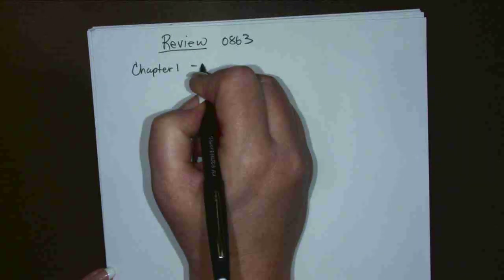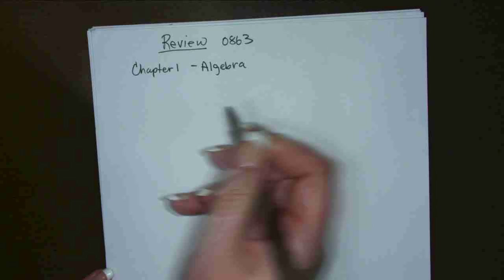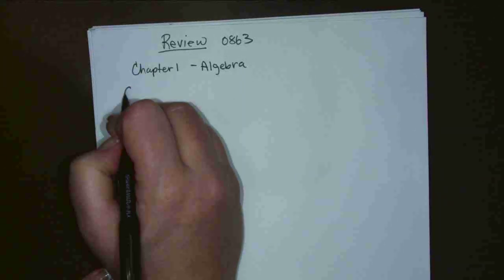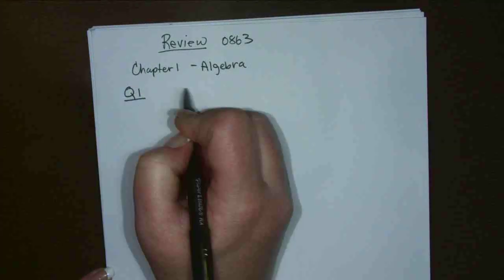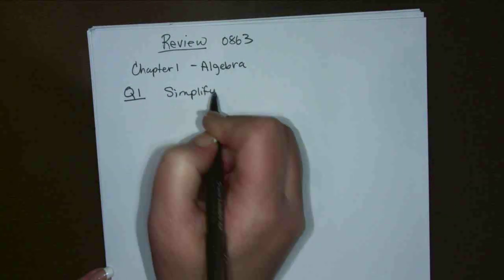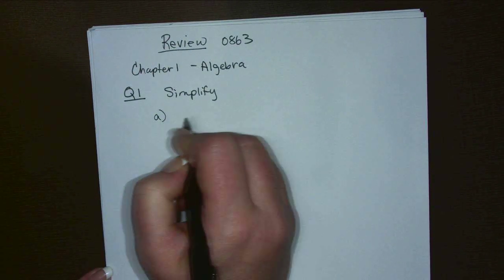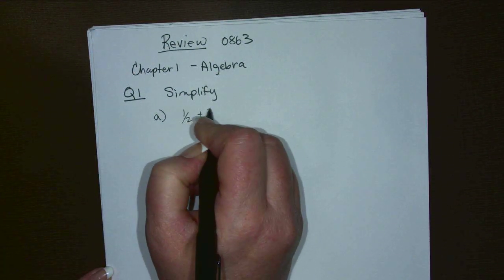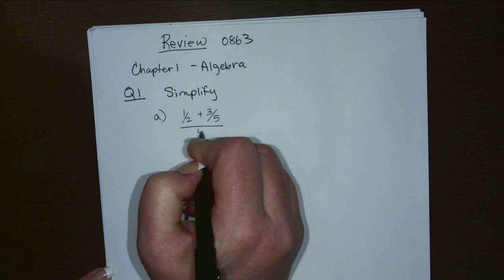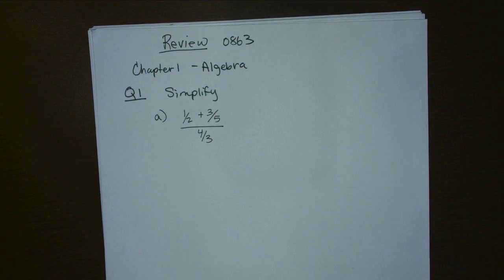So chapter 1 was on algebra. So we're just going to do a few questions. So question 1 says simplify. So we could have something just like this, just numbers. Okay, that was in the first section. So how would we do this?